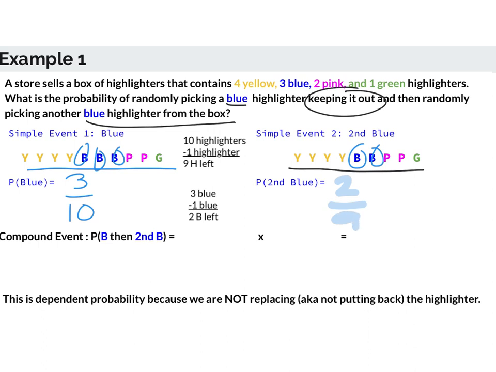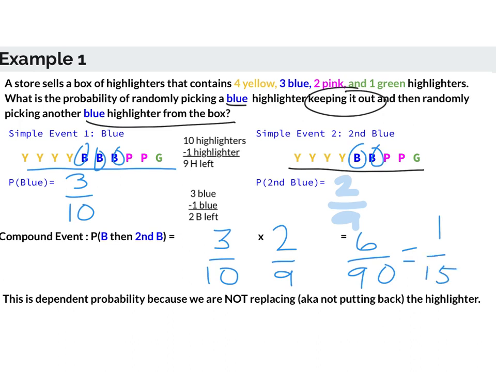Now that I have the probability of the first blue, which was 3 out of 10, and the probability of the second blue without replacement is 2 out of 9, I now can determine the probability of this happening. So 2 times 3 is 6, and 10 times 9 is 90, which simplifies down to 1 out of 15. So this is a dependent probability because we are not replacing, aka not putting back that highlighter.